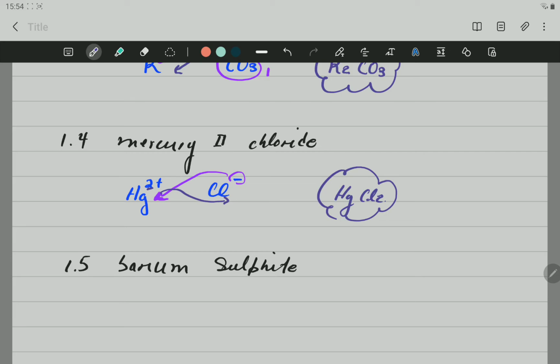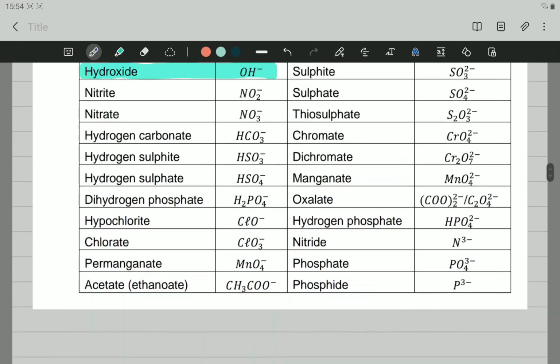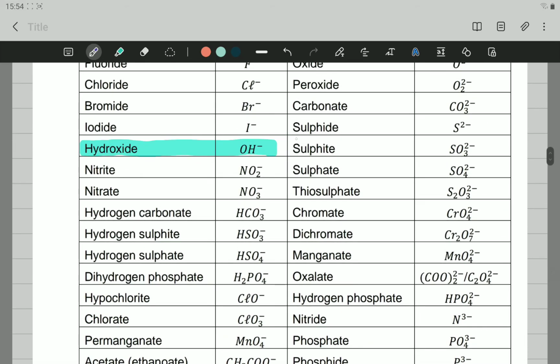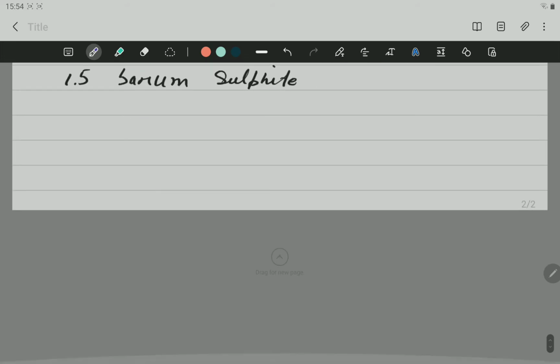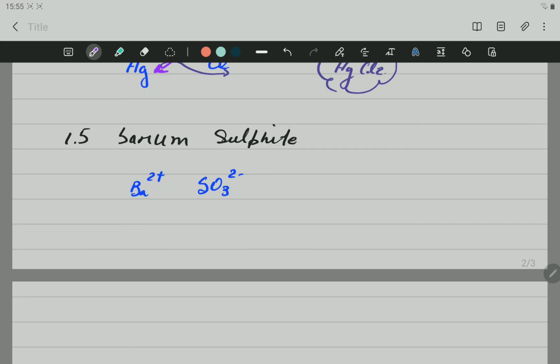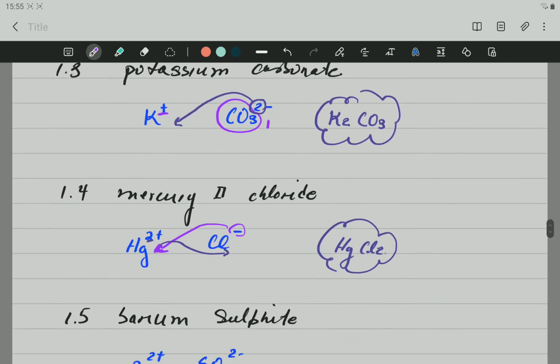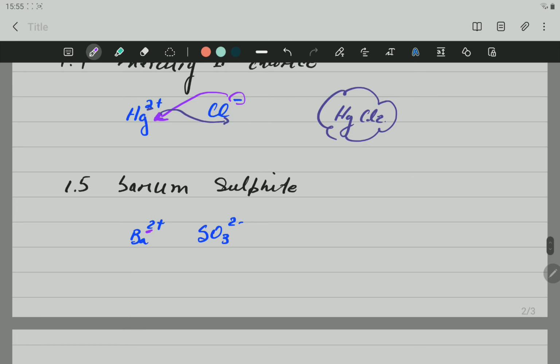All right, and the last one is barium sulfide. Be careful with the sulfide, because when you go to the table, you have many that look alike. You have sulfide, you have sulfite, and you have sulfate. So be careful, because they are very much different. Okay, so here it's barium sulfide. So barium sulfide, we look for the ions. Here are the ions, and as we did in copper 2 sulfate, the 2s are going to move, but because it's the same number, they will cancel.